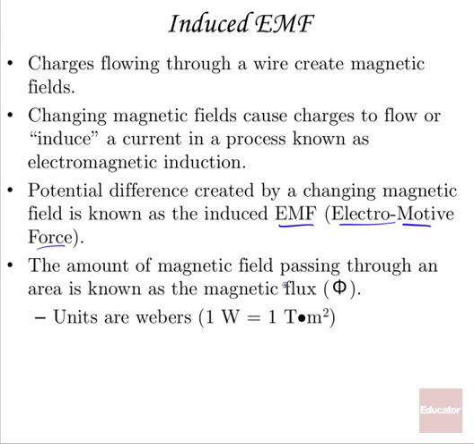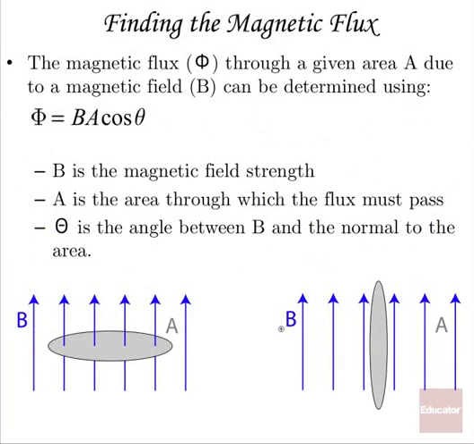The amount of magnetic field passing through an area is known as the magnetic flux. That's given the Greek symbol phi. Oftentimes, you'll see that written as phi B for magnetic or phi M. And the units of magnetic flux are Webers, where 1 Weber is equal to 1 Tesla meter squared. So, finding the magnetic flux. The magnetic flux through a given area A due to some magnetic field B can be determined as the flux is equal to the magnetic field strength times the area.